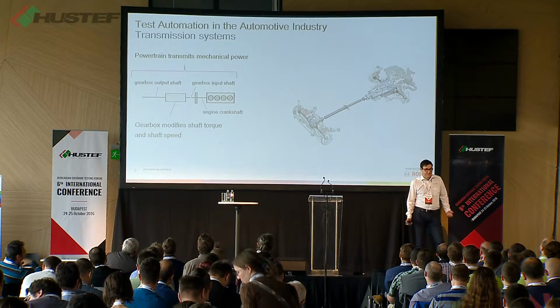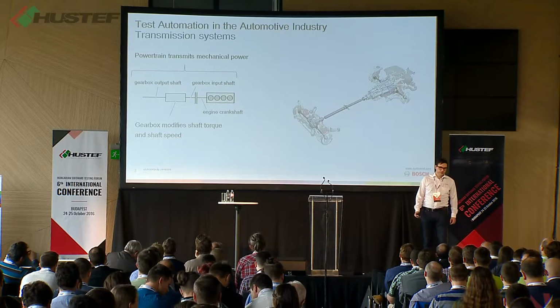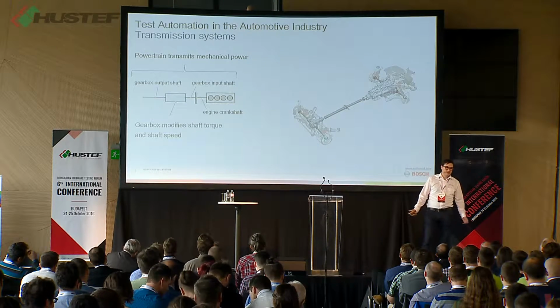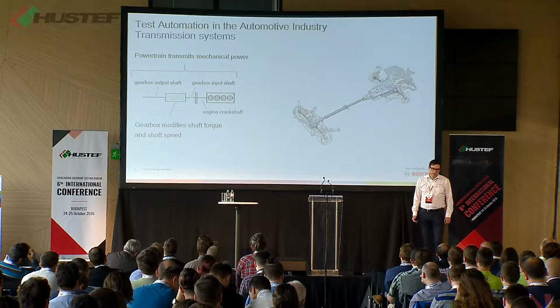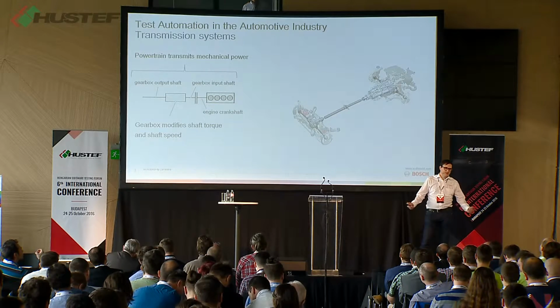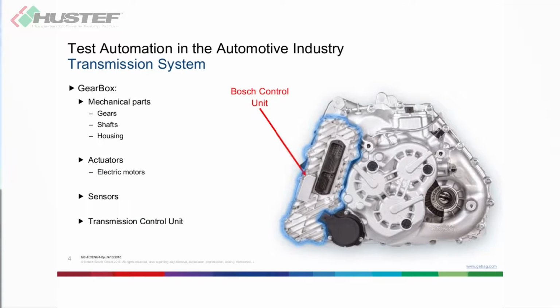Okay, and as I'm from transmission control, together, the clutch and the gearbox are the transmission system. And what does the gearbox do? It modifies the shaft torque and shaft speed, so the proper speed will be present on the wheels. And yes, this is a transmission unit.